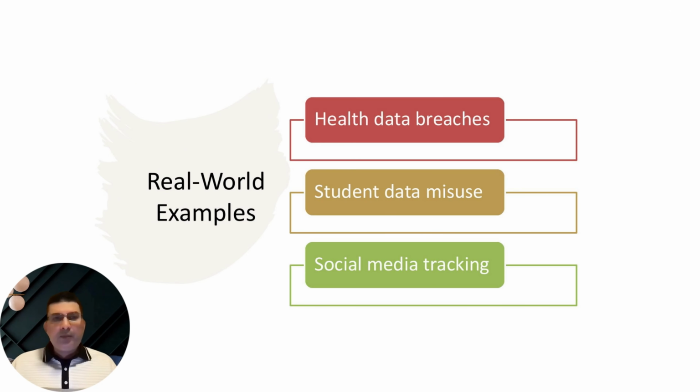Example 3. Social media. Companies analyze likes, clicks, messages, location, used for targeted ads, political messaging, behavioral prediction, but this can manipulate behavior. People become products. That raises serious ethical concerns.